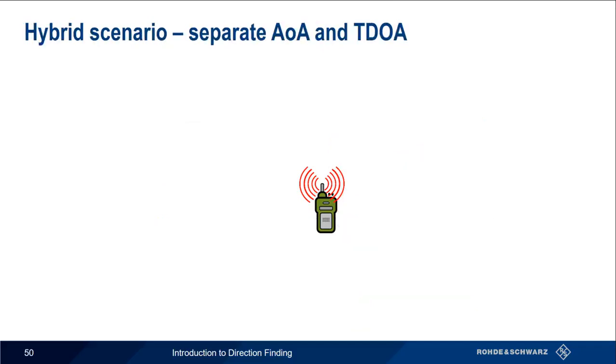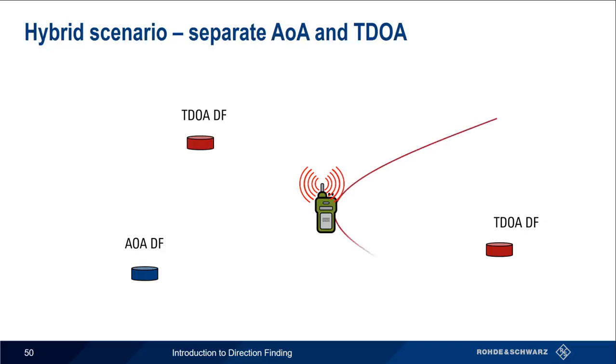A hybrid scenario uses 2 or more TDOA sensors and 1 or more angle of arrival stations. Let's look at an example. The 2 TDOA sensors create a hyperbola with a target lying somewhere along this line. Instead of using an additional TDOA station to locate the target, an angle of arrival station generates a bearing, which provides the information that's needed to make an unambiguous position determination.